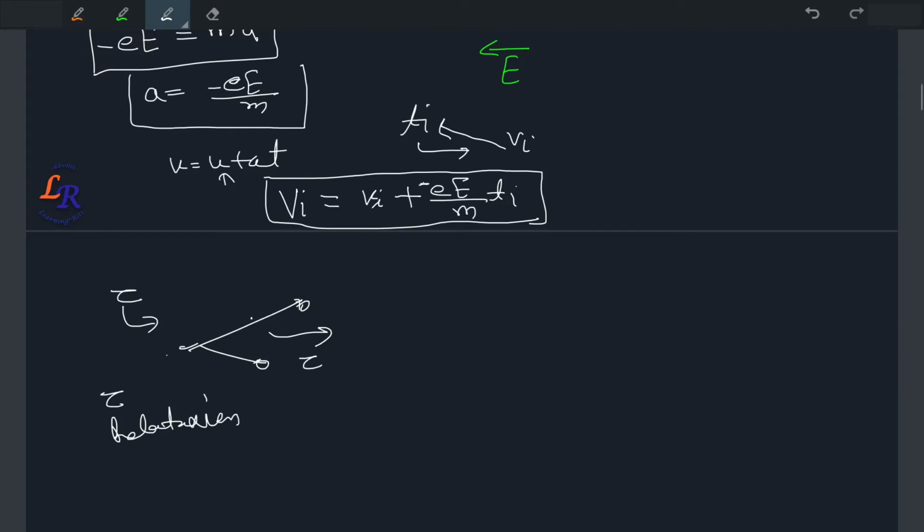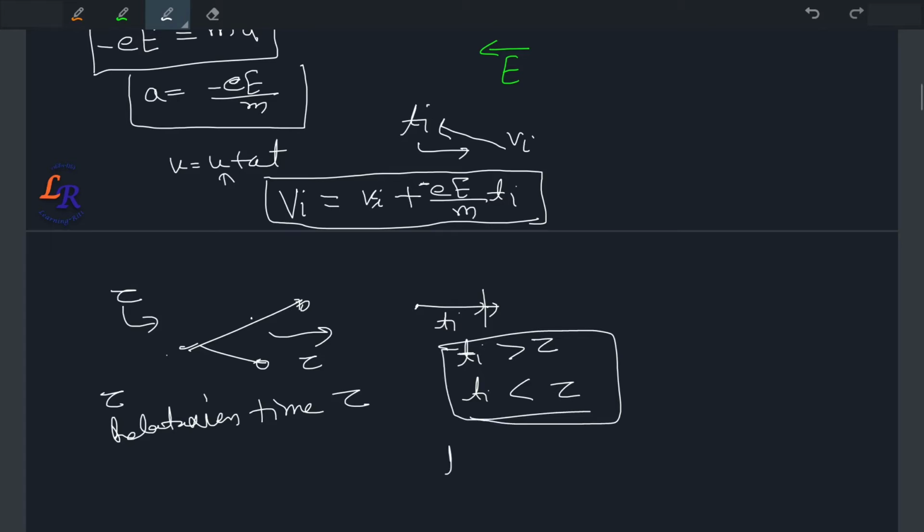This is the time between the two collisions, and if you talk about the n number of electrons, then the average would be equal to, let's say, tau, right? So at a given time, we talked about the collision after time Ti. If you take collision, there may be n number of electrons where Ti is greater than tau, and for some it would be Ti is less than tau, right?